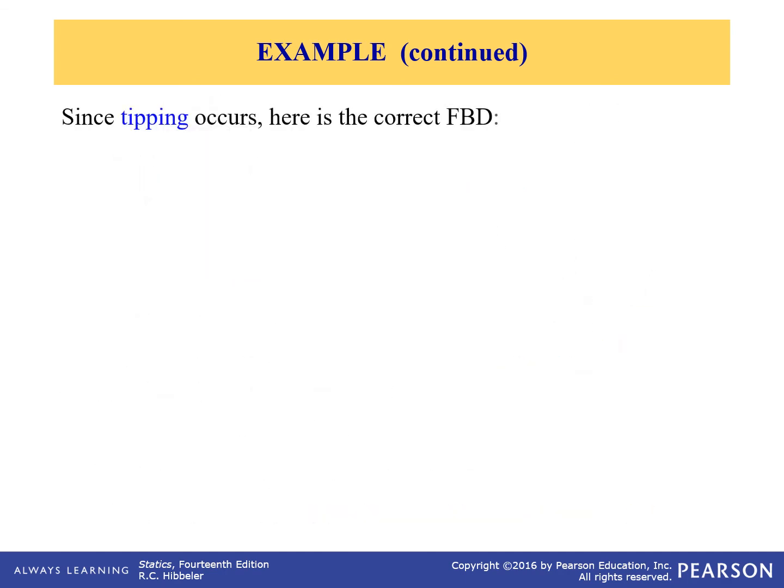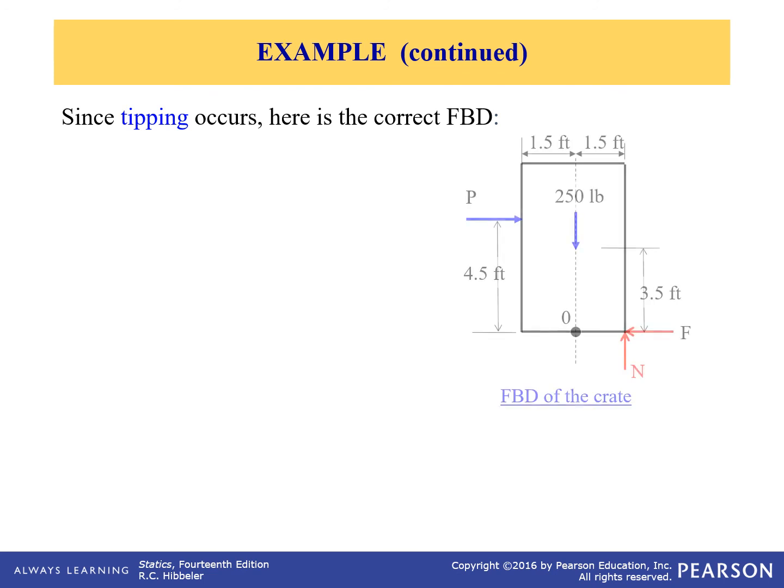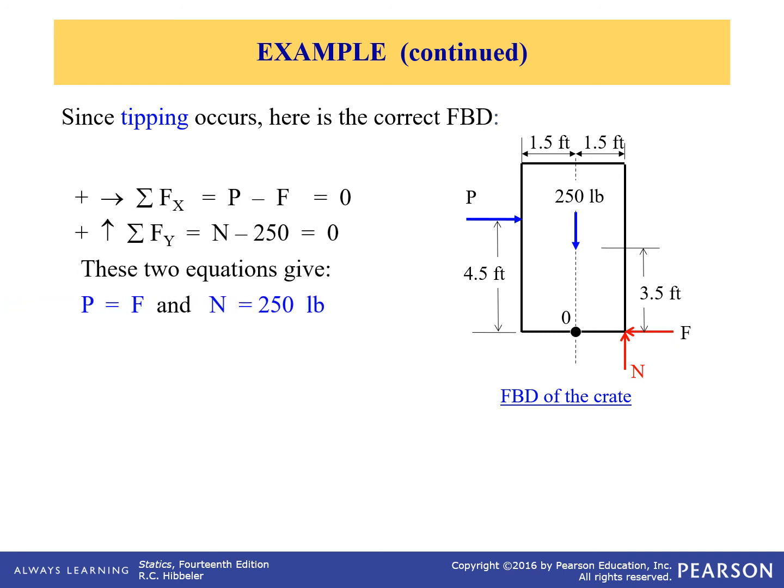So we're going to now have to assume tipping occurs. If tipping occurs, remember that normal force moves all the way over to the edge of the box. So we can apply our equations again. In the x direction, we've got a plus P, we've got a minus F. We can't, in that particular case, assume F equals mu N because we're assuming tipping now. So we just got the P and the F. In the y direction, we've got N, and we've got the weight, 250.